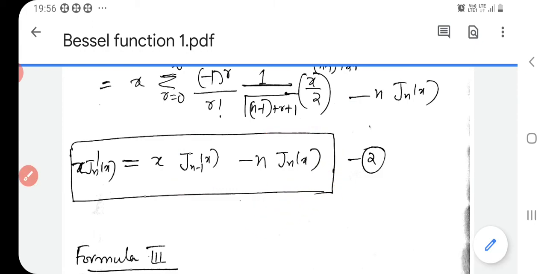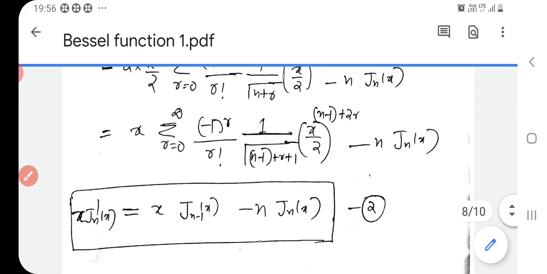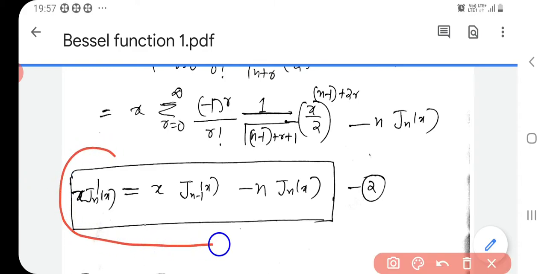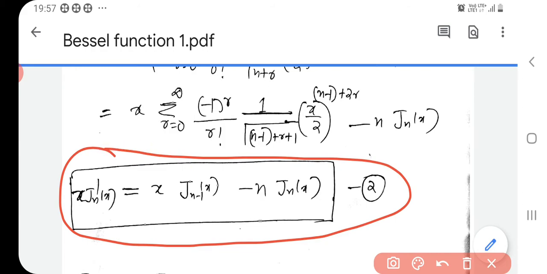So we have the second formula. Just by differentiating and making some rearrangements, you arrive at this formula. We have the second formula again for x j n prime of x.